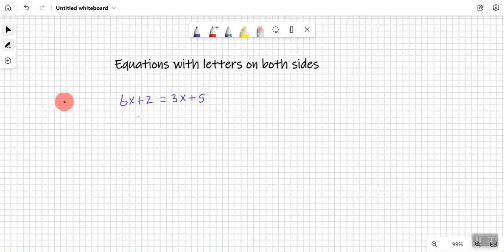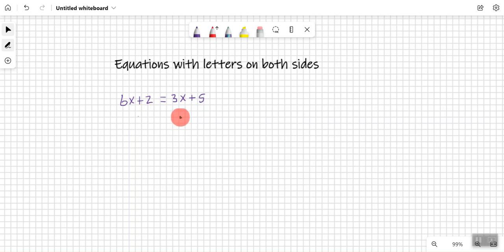Okay, so what we have here is an equation that has an x term on both sides of the equal sign. So we can see we have 6x on the left hand side and 3x on the right hand side. So we need to be able to handle and solve these equations to find out what the value of x is.